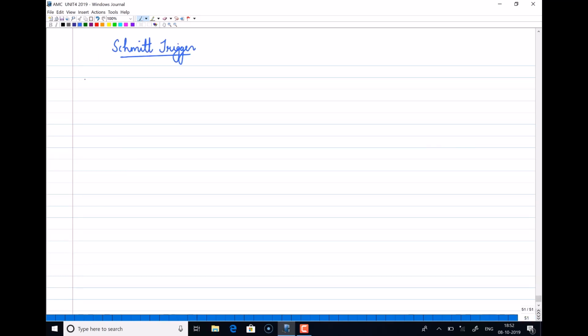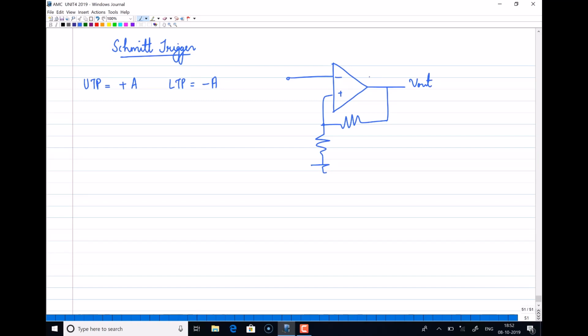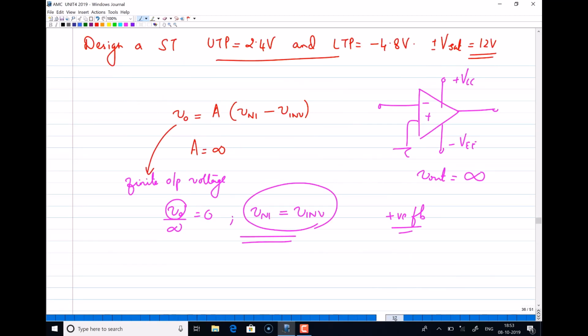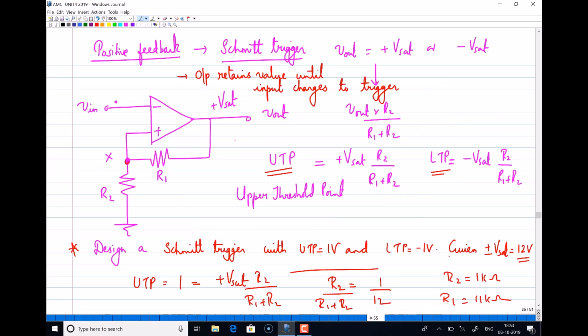For Schmitt trigger, say if you want UTP equal to plus A and LTP equal to minus A, the same symmetrical voltages, you have to use this circuit where you will give input here. This is your V out and this is your V in. This is your R2 and R1. This is the circuit what we have discussed here.